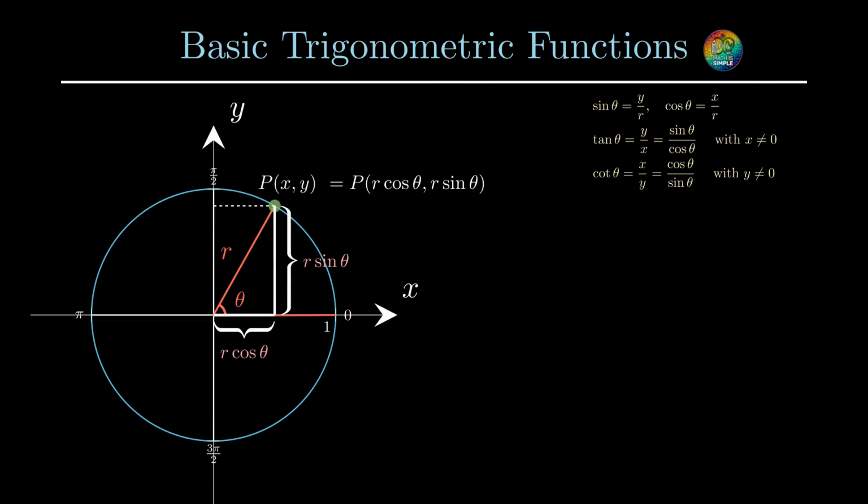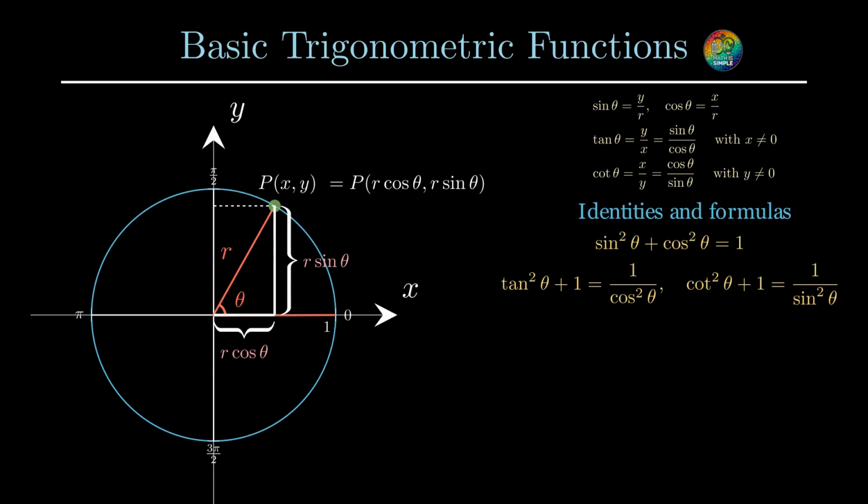Next up, let's look at the core identities that tie these functions together. Right at the top is our absolute foundational rule, the Pythagorean identity. Sine squared theta plus cosine squared theta equals 1. No matter what your angle is, squaring its sine and adding its squared cosine will always equal 1.